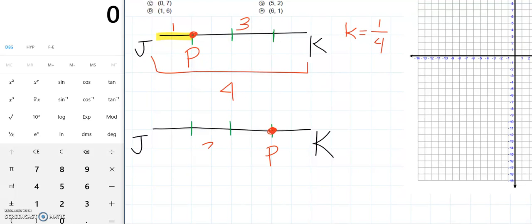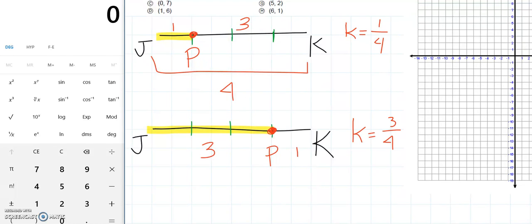So I'm going to put a point here. So now I have 3 on the left, 1 on the right, so it's still in the ratio of 3 to 1. It's just that my point is in a different location. It's 3 even sections away from J. So when I'm thinking about my K value, what fraction of the distance I'm going to travel from J to my partitioning point, I've now traveled 3 out of a total of 4 even sections.